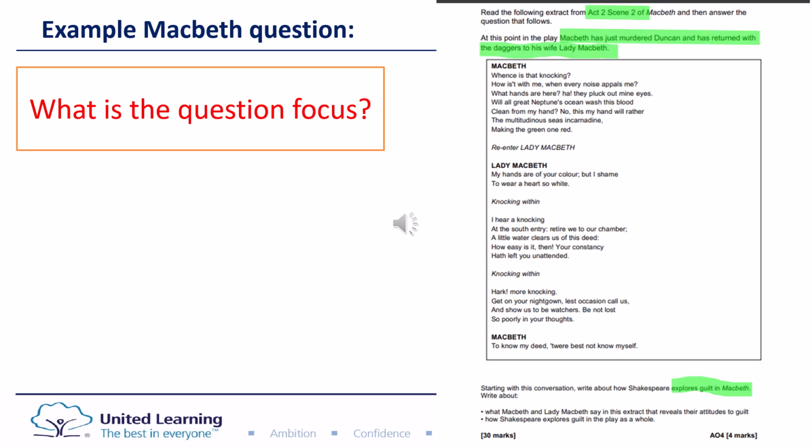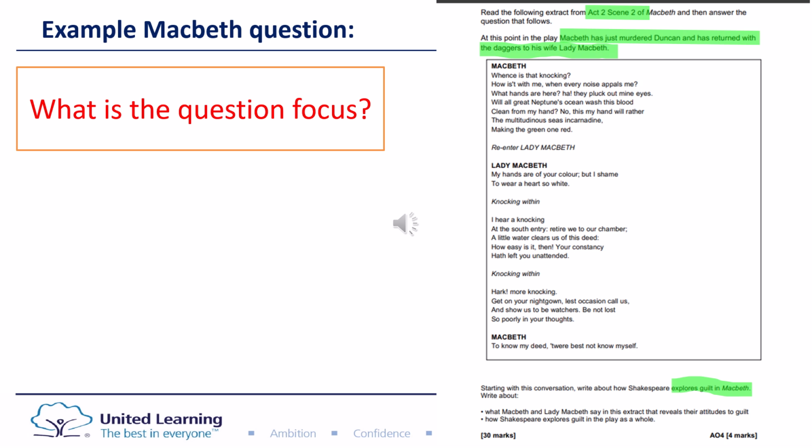So what you should have identified is that this extract is from Act 2, Scene 2 of Macbeth. And as you can see from the little description underneath, it says Macbeth has just murdered Duncan and has returned with the daggers to his wife, Lady Macbeth. So this is an extract that happens immediately after the regicide. The question says starting with this conversation. I want you to ignore that because actually you don't have to start with the extract.